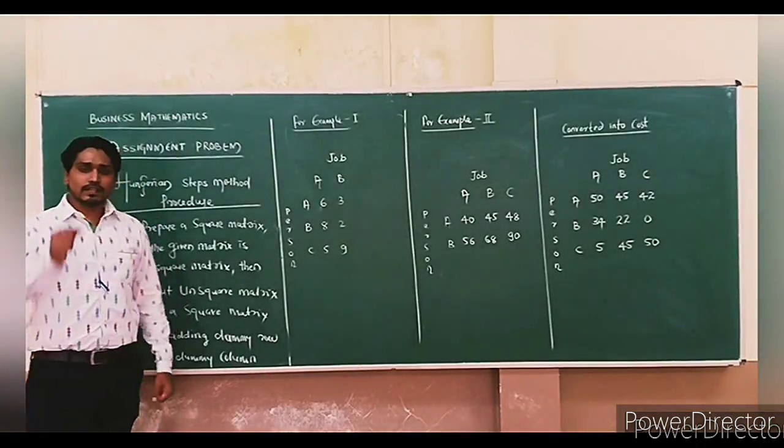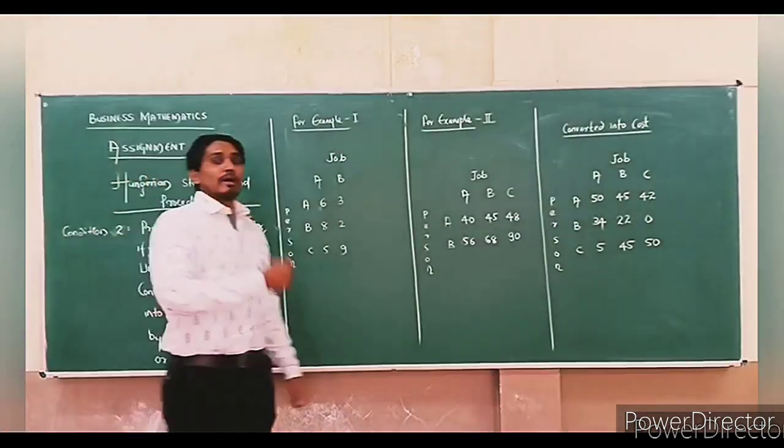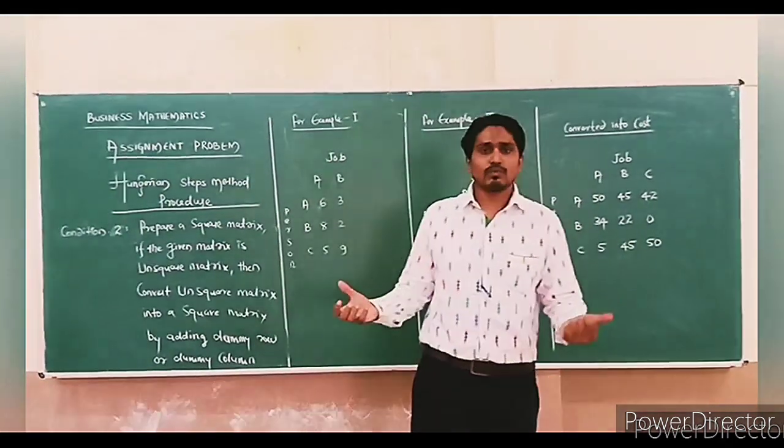Well friends, the second condition of an assignment problem is that we have to prepare a square matrix. So what is a square matrix?